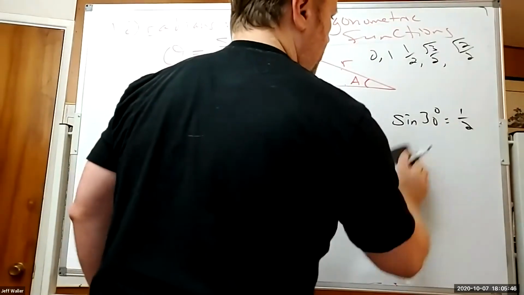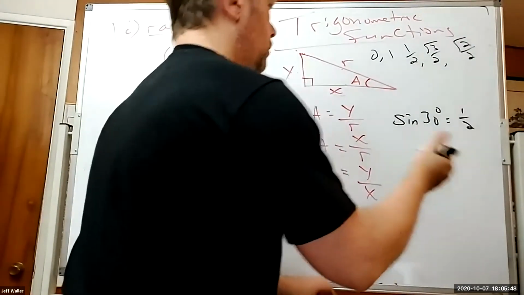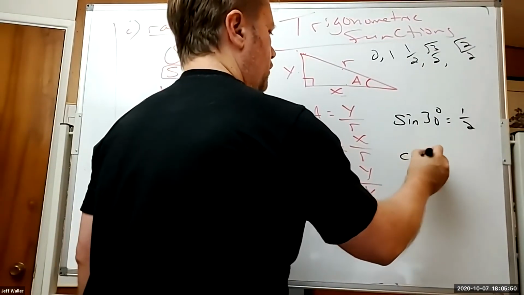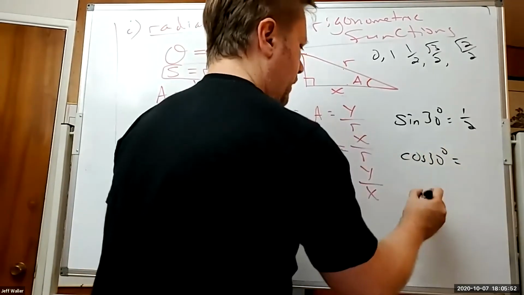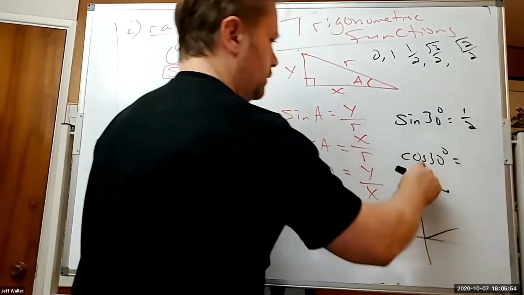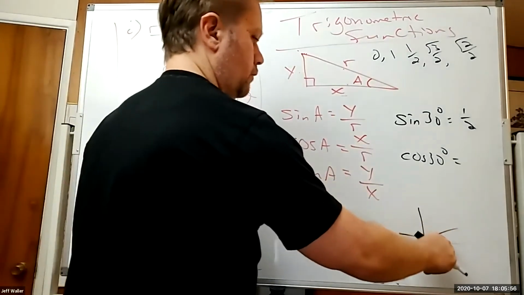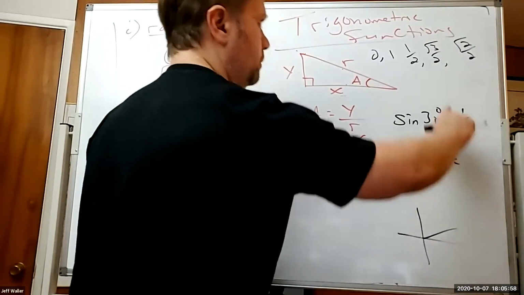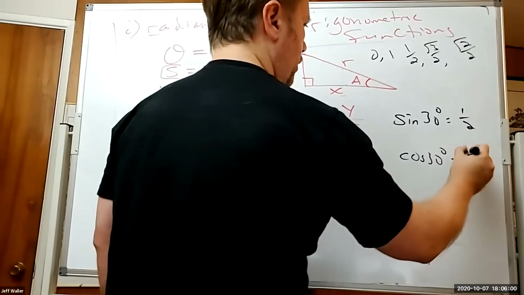So if I have to think of something like, what is cosine of 30? Well, it is close to what it likes. Cosine likes x. 30 is close to the x-axis. It should be the bigger value, rad 3 over 2.